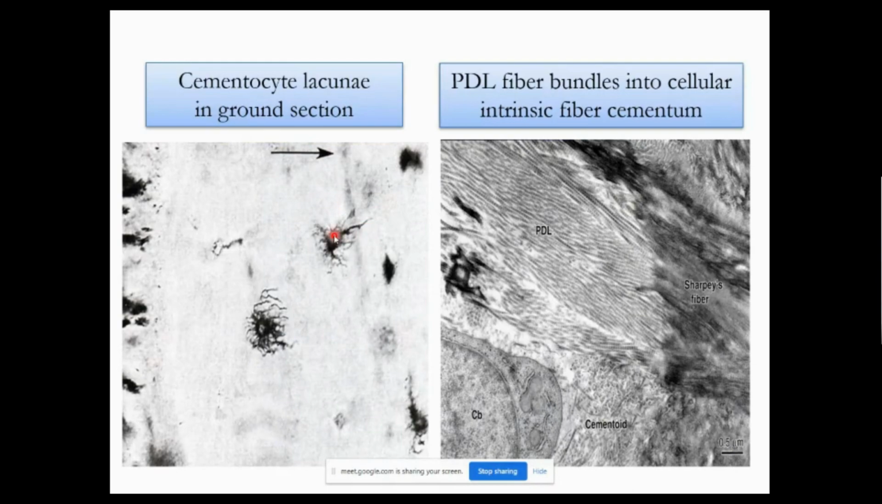This we already finished. These are the cementocytes. So there is a very important structure which you should know called Sharpey's fibers. Sharpey's fibers are nothing but the periodontal ligament fibers which are entrapped within the cementum. So these are your extrinsic fibers basically.